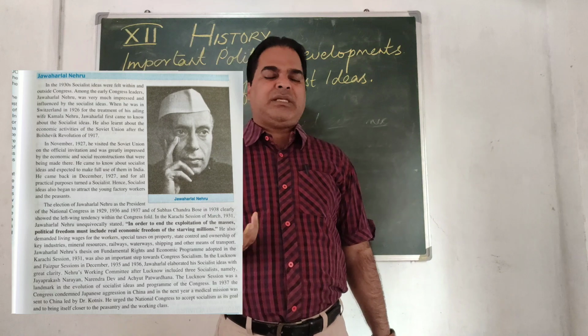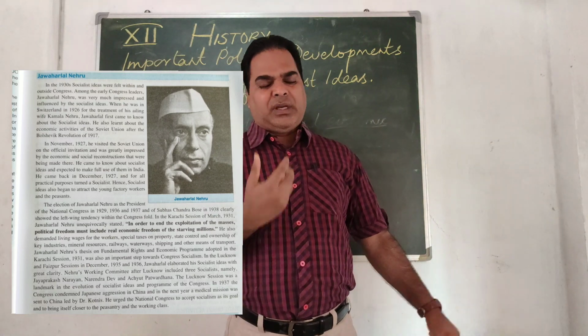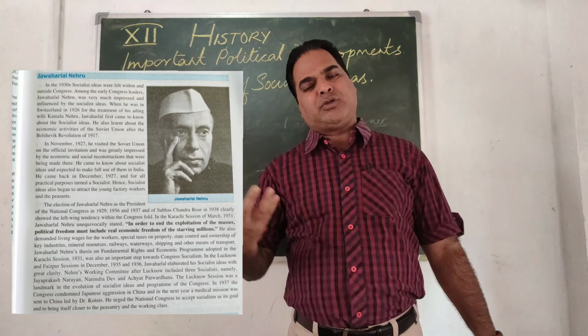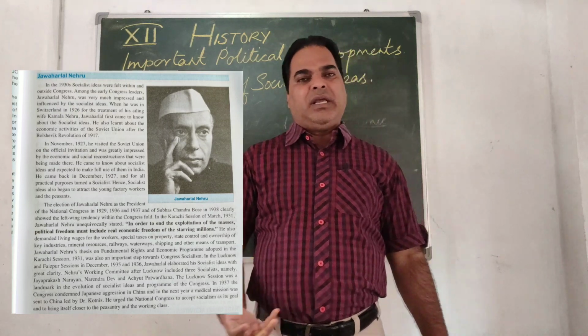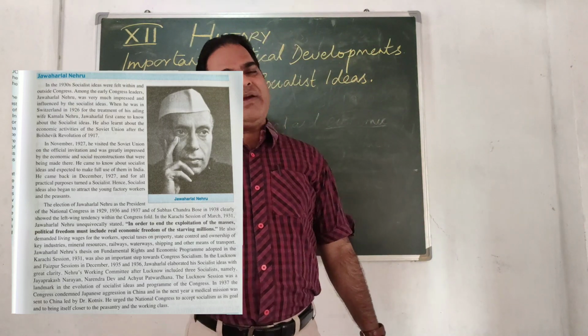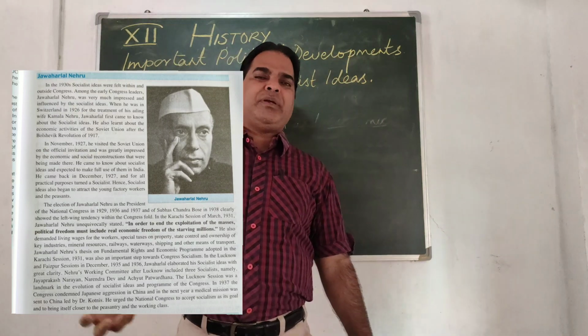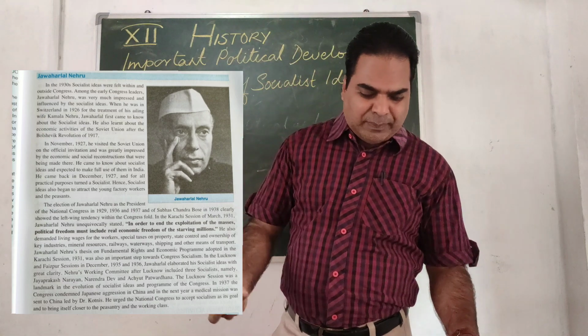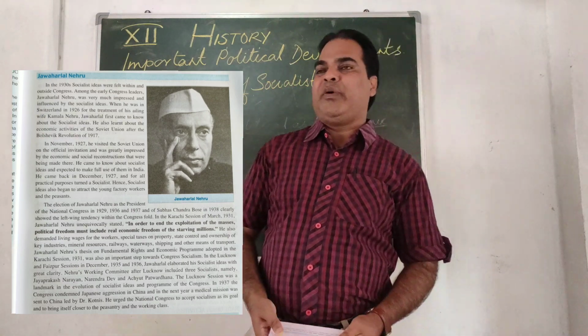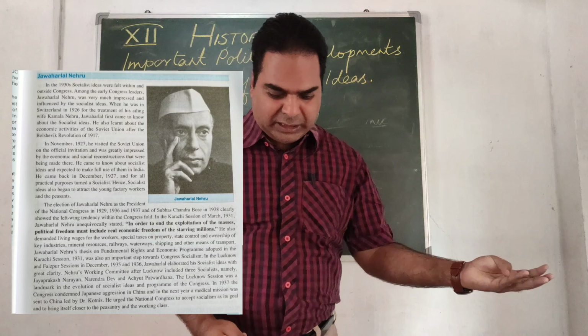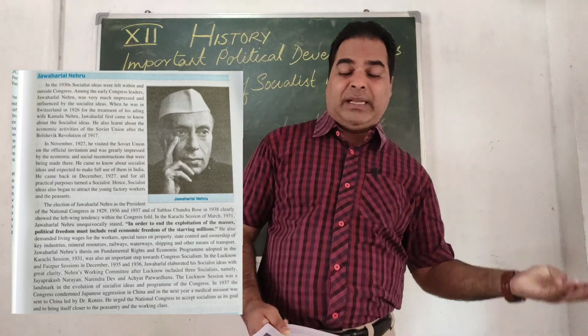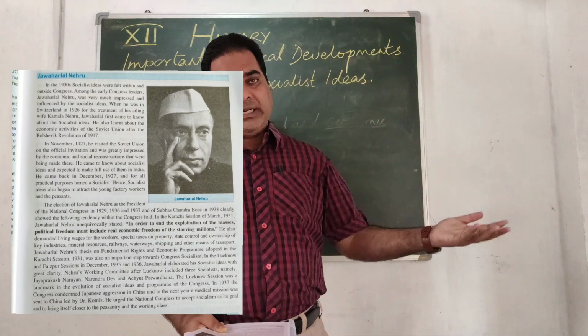Every party, just like today the BJP also has a president, right? Even the Congress party has a president. Every political party has a president. So this is about the presidential elections which took place in the years 1929, then in 36, then in 37.